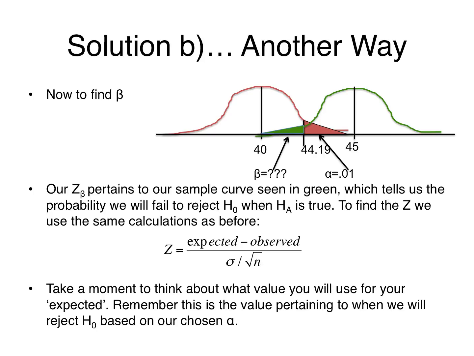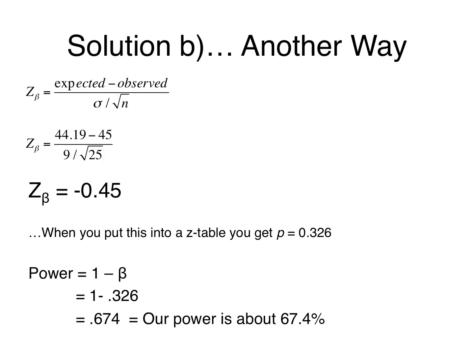So take a second to think about what value you should use for your expected value. Remember that this is the value pertaining to when we will reject the null hypothesis based on our chosen alpha of 1%. So it's our critical value of 44.19. And our observed is the mean of 45 that we observed in our sample. So our formula is our critical value minus our observed value divided by the standard error. And this gives us a Z beta of negative 0.45.